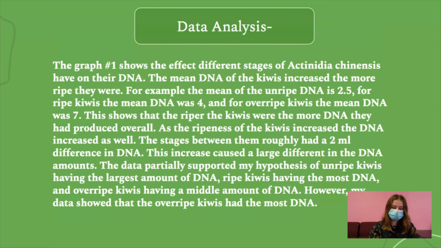My data analysis is graph number 1 shows the effect of different stages of kiwis that they have on their DNA. The mean DNA of the kiwis increased the more ripe they were. For example, the mean of the unripe DNA is 2.5. For ripe kiwis, the mean DNA is 4, and for overripe kiwis, the mean DNA was 6. This shows that the riper the kiwis were, the more DNA they produced overall.